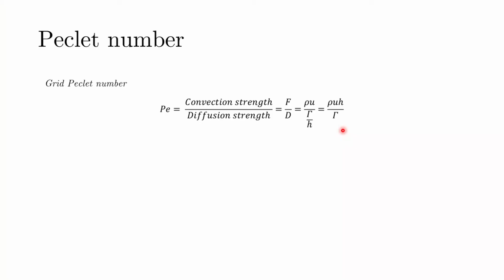But before that, I want to clarify one more thing, that sometimes in the textbook, you might also come across what is called a global Peclet number, where rather than the grid spacing, people use the domain size, for example, the domain length or the domain height. In those cases, you should not get confused between the grid Peclet number and the global Peclet number.